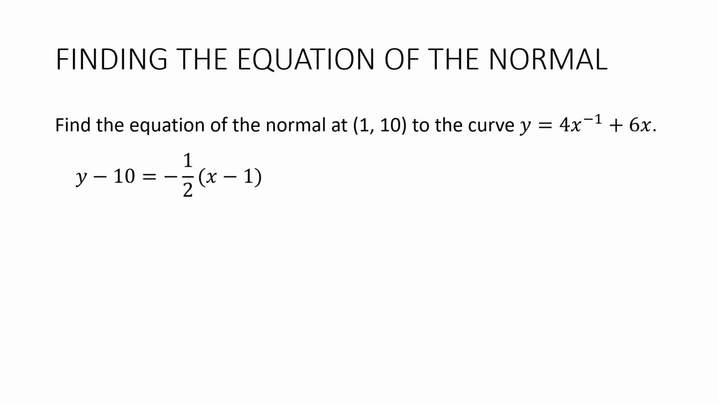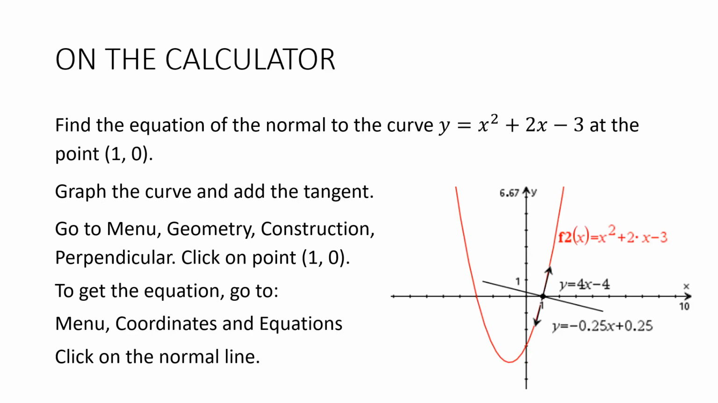So what we can do here is get rid of this fraction by multiplying everything by 2. Gives us 2y minus 20 is equal to negative x plus 1, and making x positive, we have x plus 2y minus 21 is equal to 0.